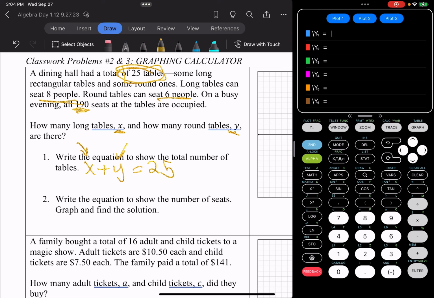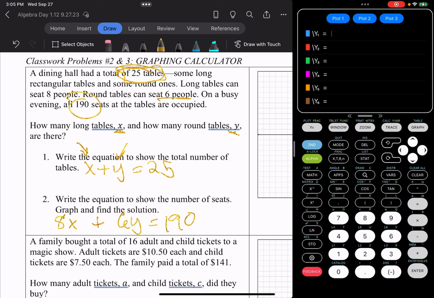Then it says write the equation to show the number of seats. Given the number of seats, we have 8 seats per long table. So that's 8 times x, 8 times the number of long tables, plus 6 times the number of round tables equals a total of 190 seats. So then we have a second equation. Now we've created a system of equations with two equations representing this one situation of tables and seats.